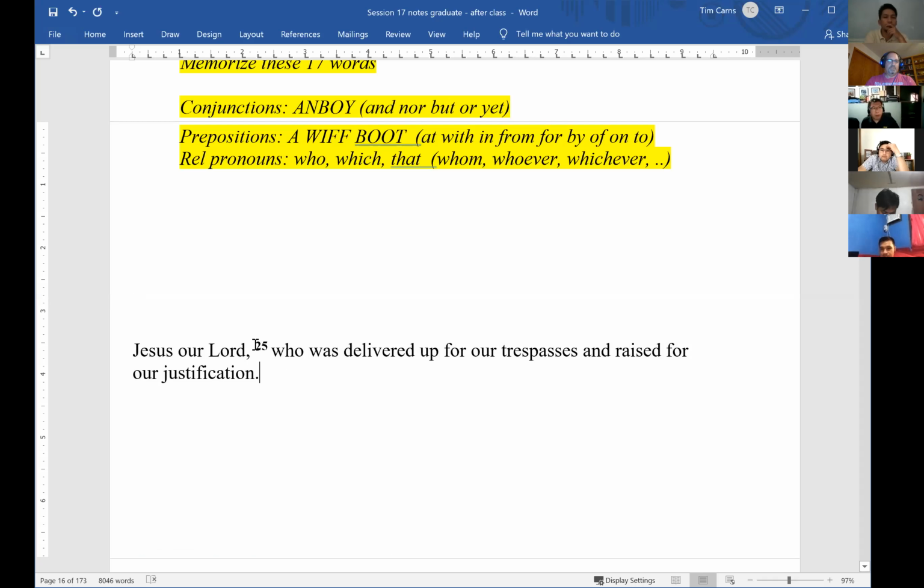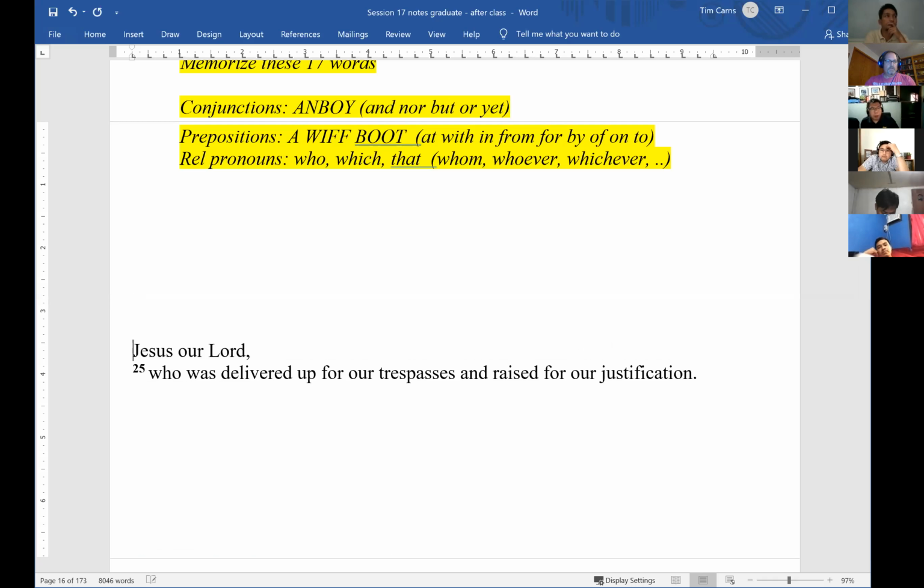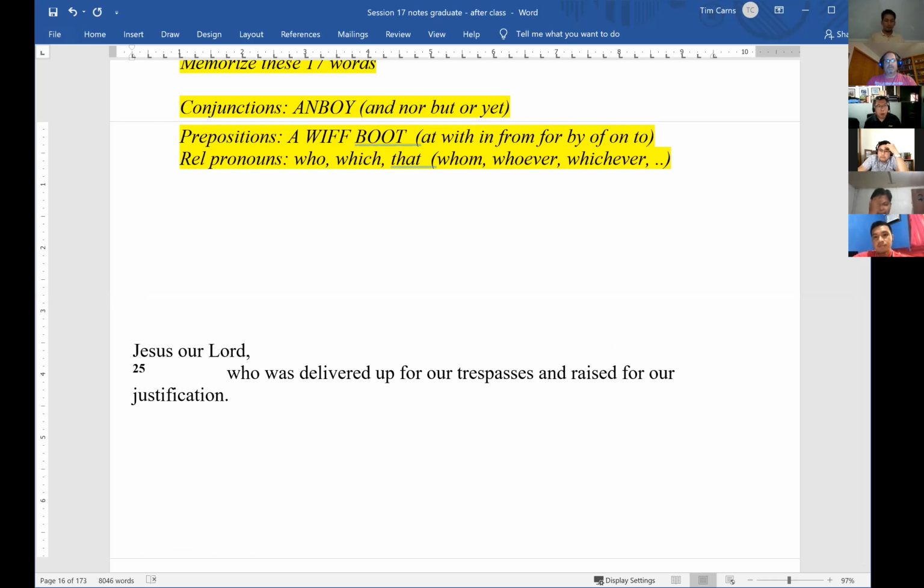All right, so we have Jesus Christ our Lord, verse 25. And here, by the way, we have this connector word. Because I memorized it, I know this connector word is a relative pronoun. And as we'll find out in the future, it's followed by a clause. It always introduces a clause.